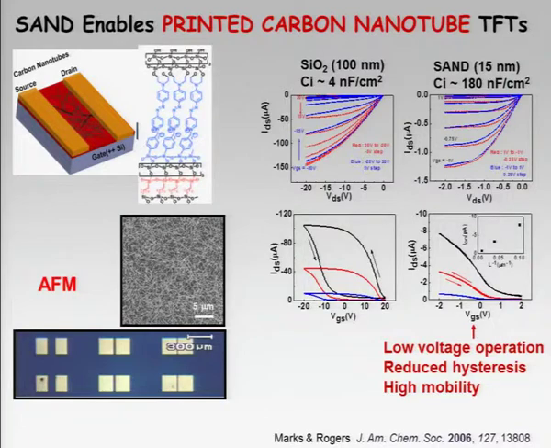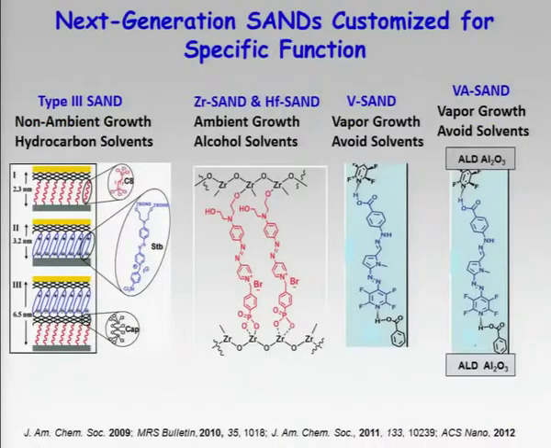So here is the same device with a sand gate dielectric instead. Look how the operating voltage is dropped, and there's negligible hysteresis. So you might say, yeah, but those are really not very good carbon nanotubes, and the sand you showed us, you have to process ideally under nitrogen.